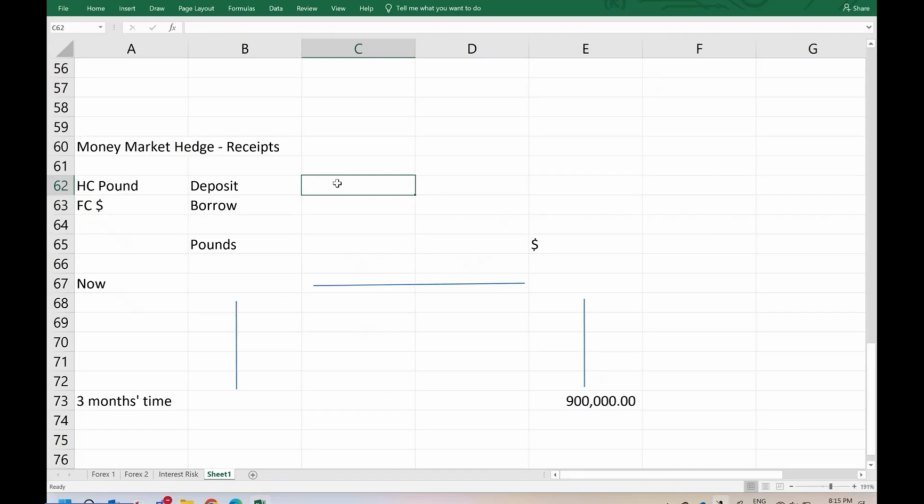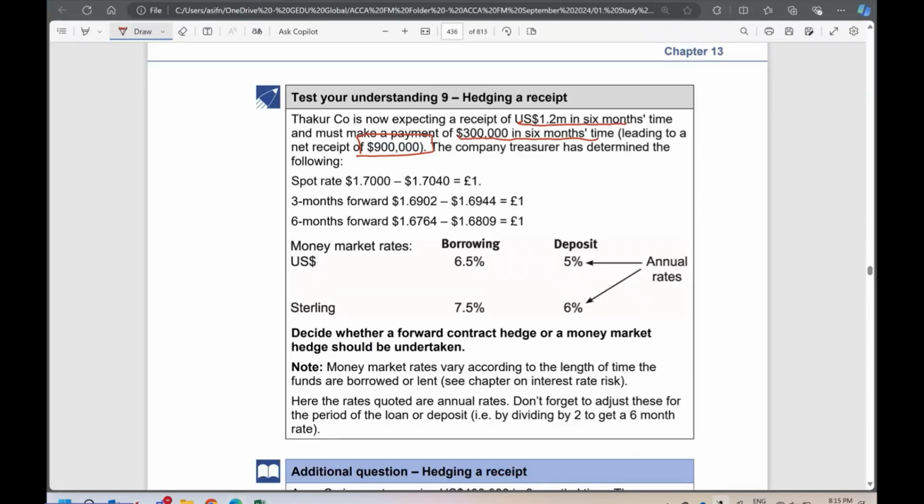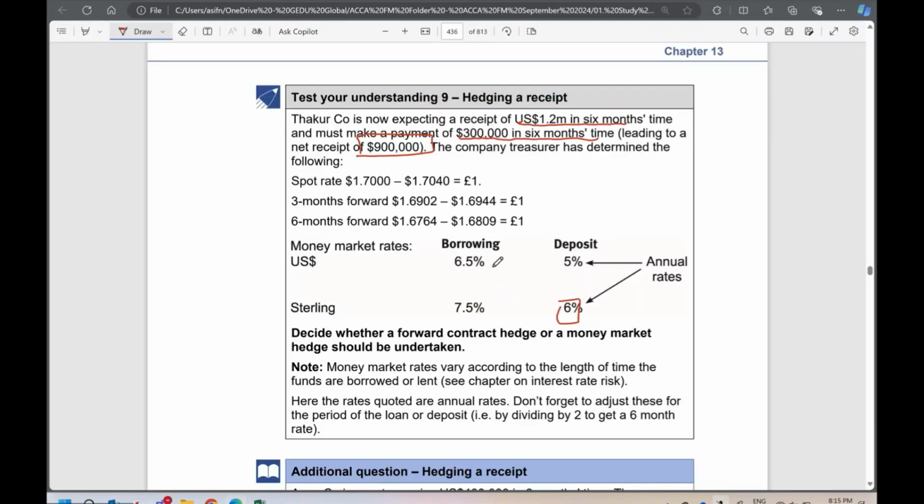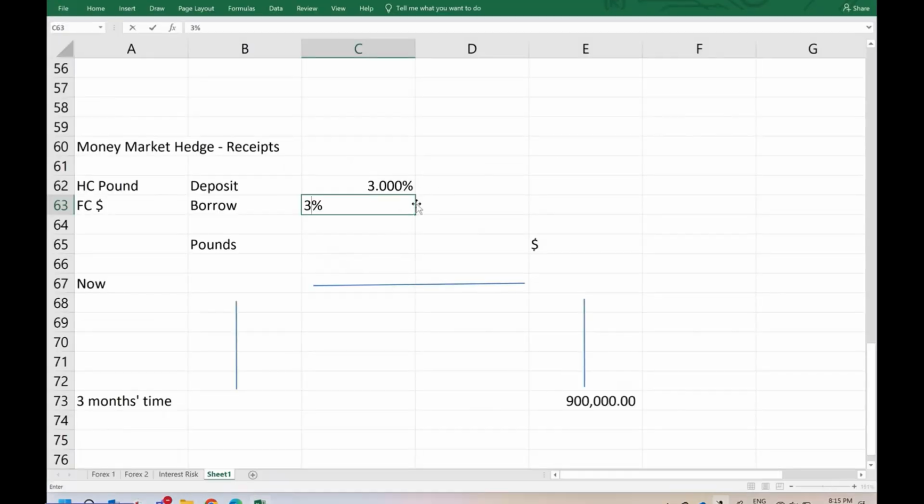Okay, so use the pound deposit rate. The pound deposit rate is 6%, and we need 6 months, so 6 by 12, right? So it will be 3%. And use the borrowing rate of the dollar. The borrowing rate of the dollar is 6.5% times 6 by 12. So I think you will get 3.25%. Okay, so just use it.